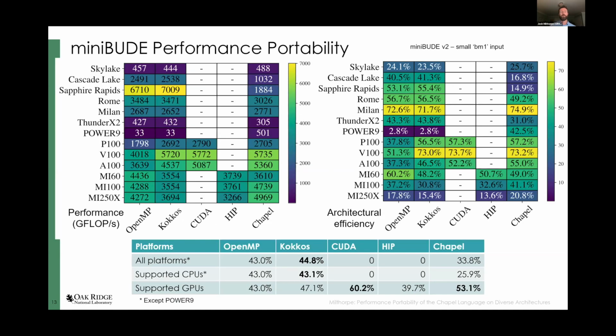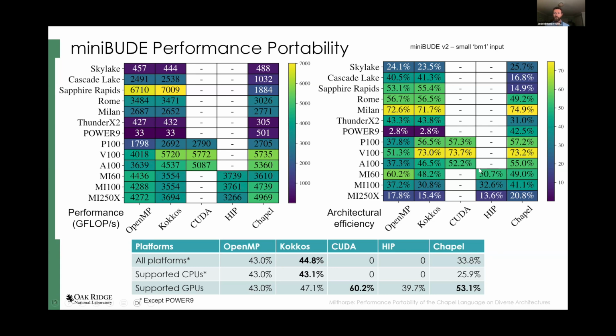Okay, so when we look at the performance of miniviewed, it's much more variable, both across platforms but also across programming models. There are a few interesting results here, which I'll call out. First of all, in terms of raw performance, the best by far was the Intel Sapphire Rapids CPU. This has an enormous number of cores and very high floating point capability for a CPU. It costs about as much as a GPU as well. But in terms of architectural efficiency, the story was very mixed.